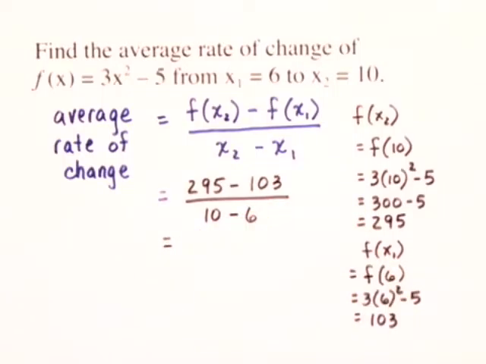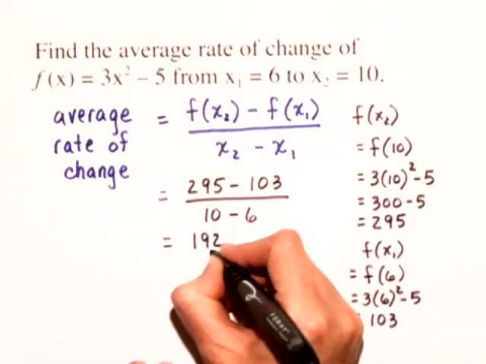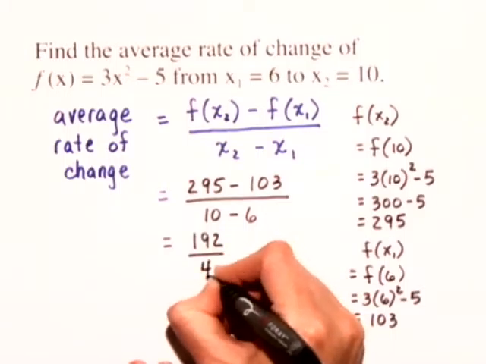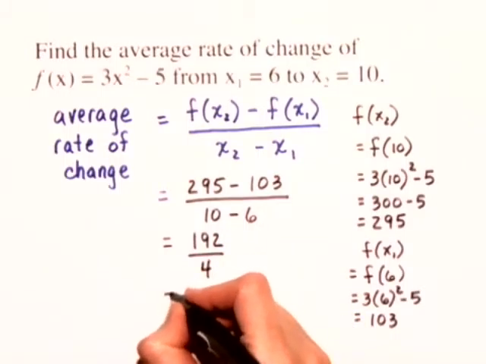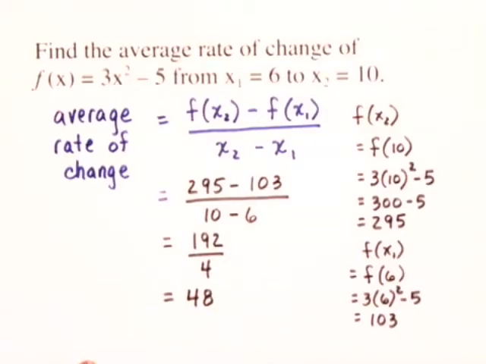So we'll just simplify. 295 minus 103 equals 192 over 10 minus 6 is 4. If we do the division, we get 48. So our average rate of change for this function from x1 equals 6 to x2 equals 10 is equal to 48.